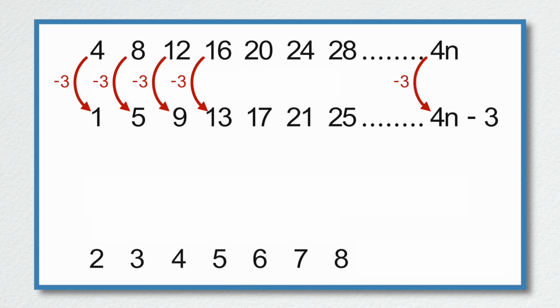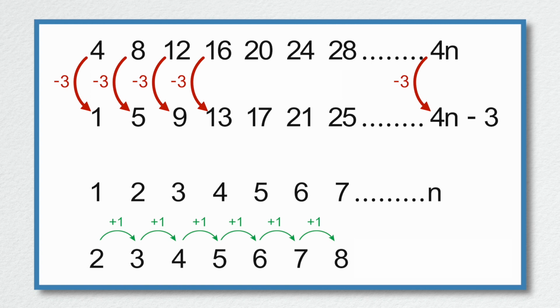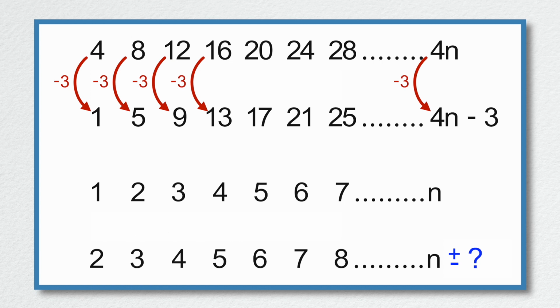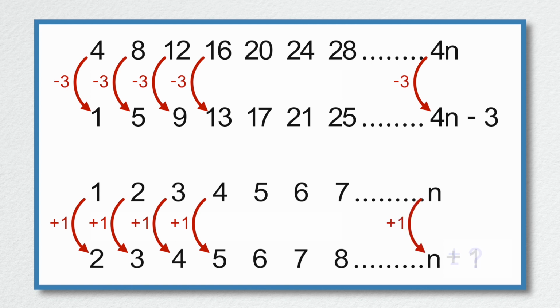And for this sequence, 2, 3, 4, 5, 6, 7, 8, we're going up 1 each time, so I'm thinking of the 1 times table. So the nth term is going to be n. And we can see that to get from our 1 times table to our sequence, we're adding 1 each time. 1 add 1 is equal to 2, 2 add 1 is equal to 3, 3 add 1 is equal to 4. And so our nth term is going to be n add 1.